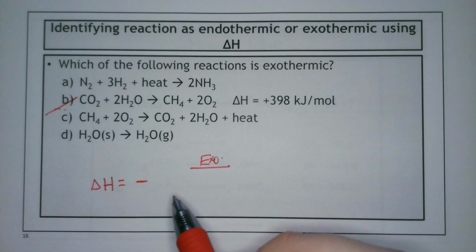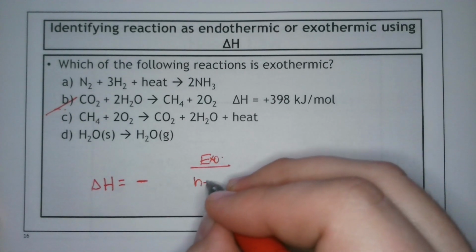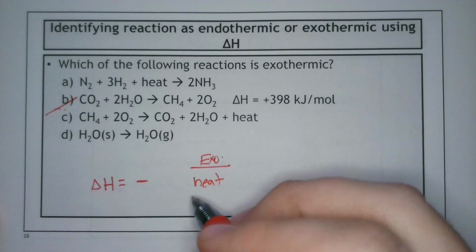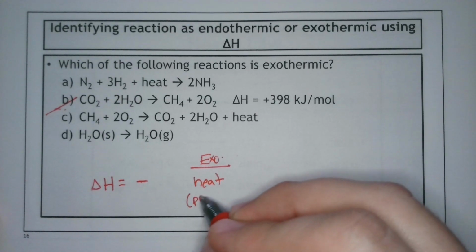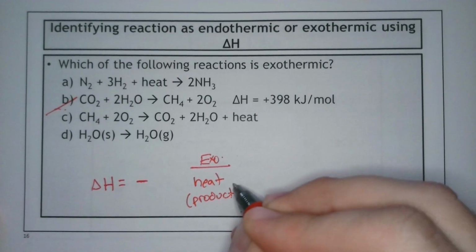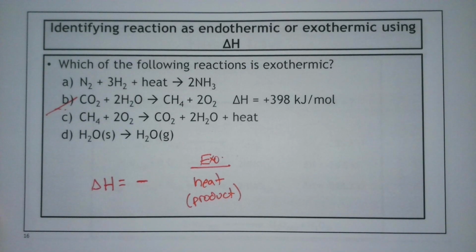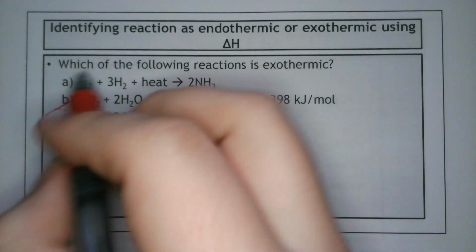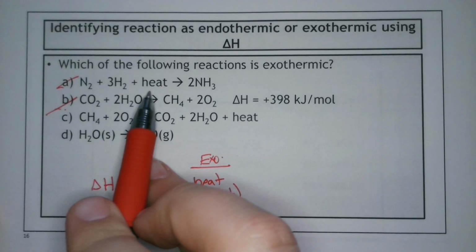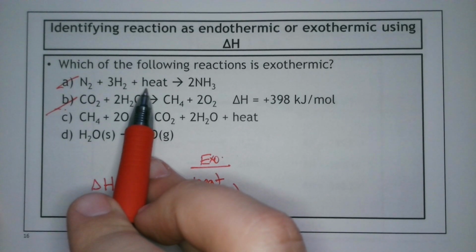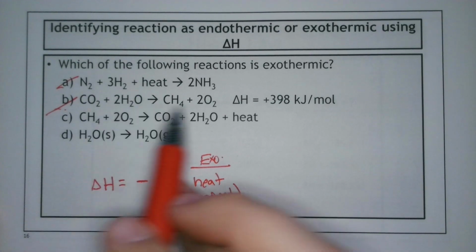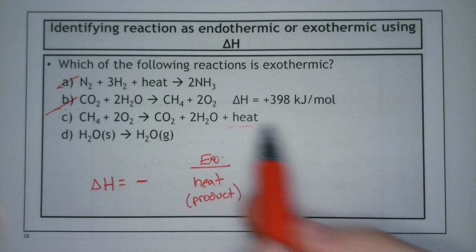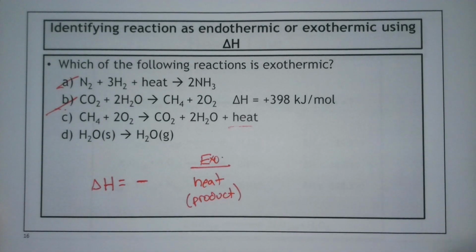The second way you can look is heat. If heat is a product, that means you're making extra heat, and that's an exothermic reaction. So in part A, heat is a reactant, so you have to add extra heat to make the reaction happen. But in part C, heat is a product. So that means heat is being released, which implies exothermic.